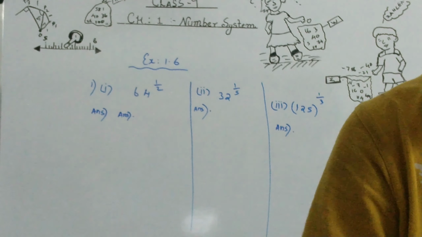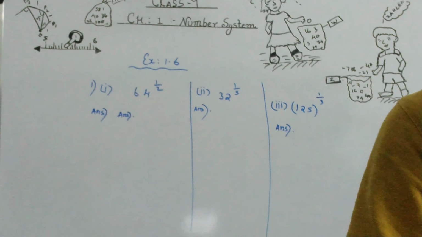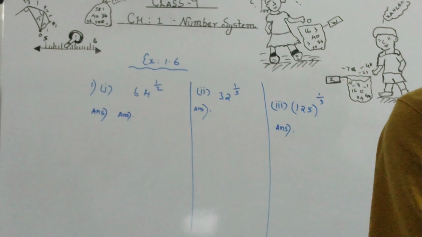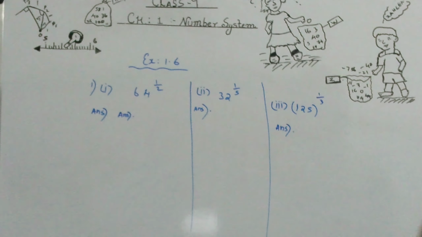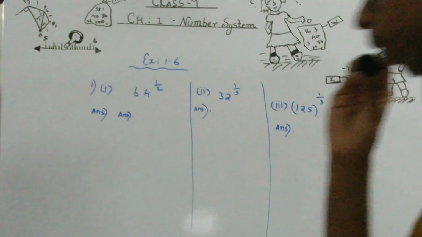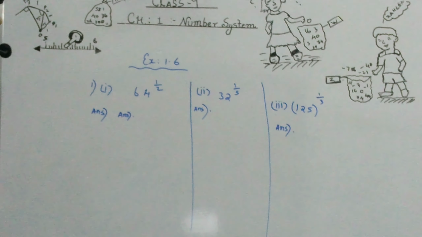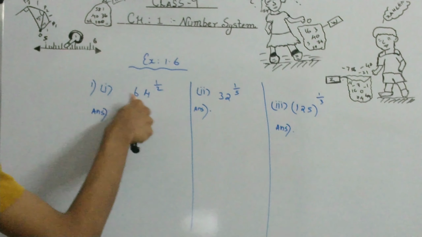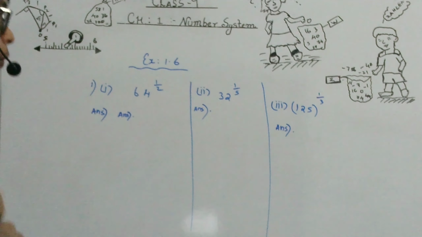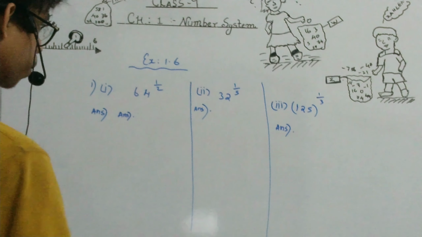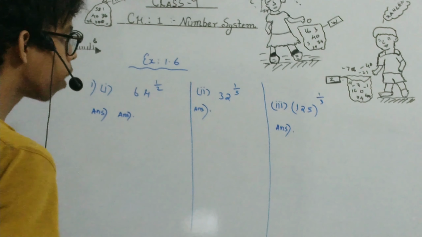Okay, so now let us move on to our exercise number 1.6. Here every question is to evaluate each of the given exponents. If you see, the first question is 64 raised to 1 by 2. We have to simplify this. Whenever such big numbers are given to you, we should think in which way we can write it in its power form so that we can cancel out something.